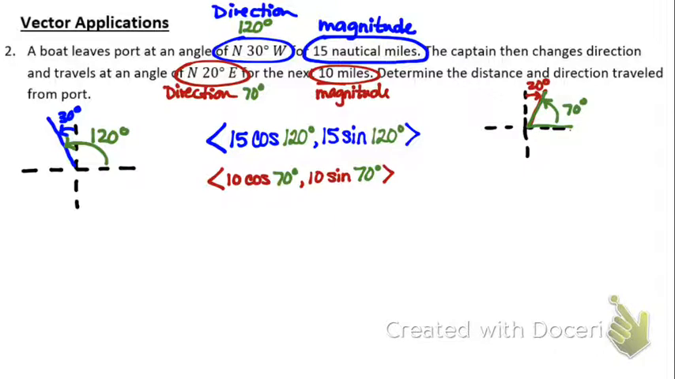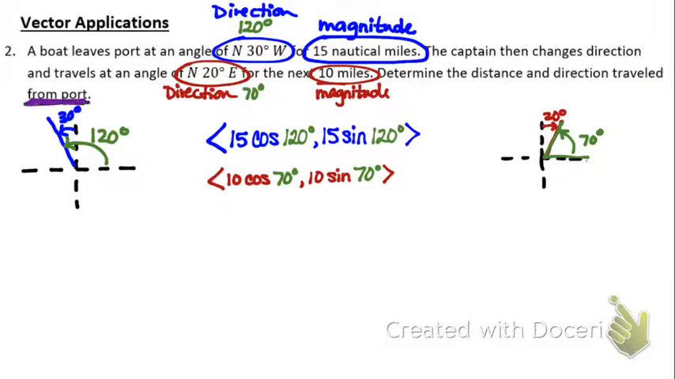I want to determine the distance and direction traveled from port. Port is where they originally started from, right? So port is going to be my origin. If I can add these two vectors together, that will give me the terminal point for this vector from port, port being my origin, and then this is going to go straight to where they are in the water. That's what we're finding. We're going to add these two together.